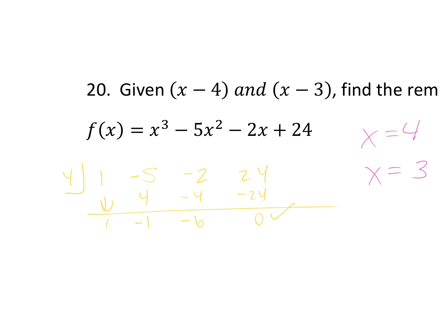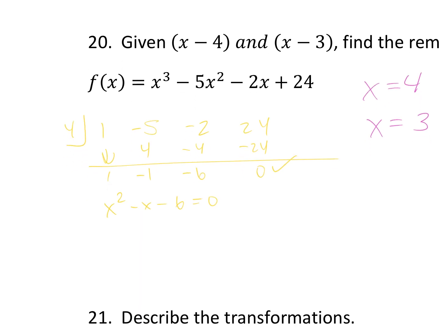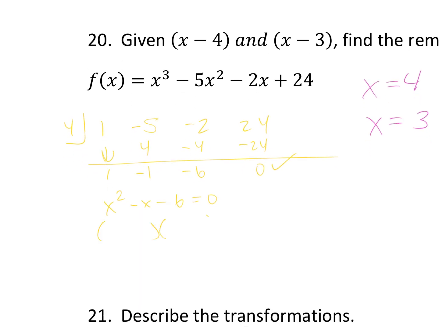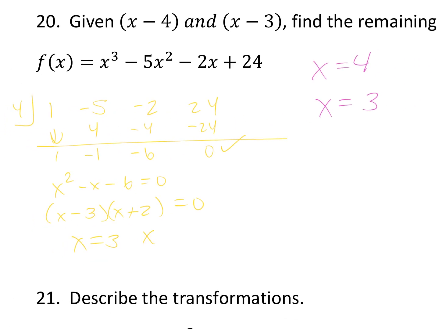So now what do I do with what's left over? x squared minus x minus 6 equals 0. Can I factor that? What are my factors going to be? x minus 3 and x plus 2. So I found out that x equals 3, which we already knew. What is the last one that we didn't know? x equals -2. Good.